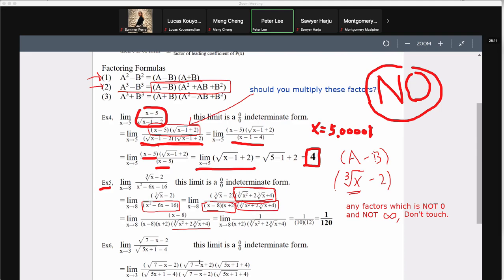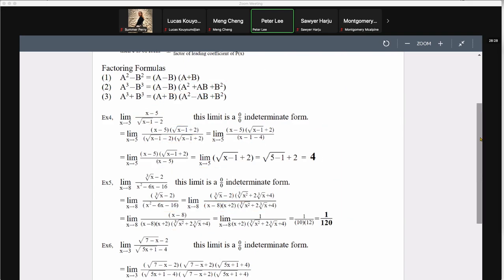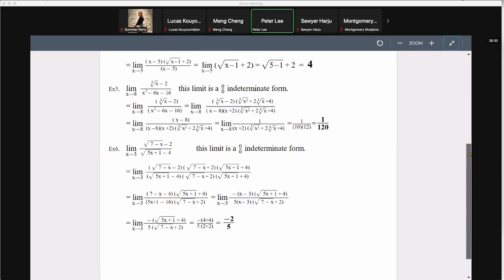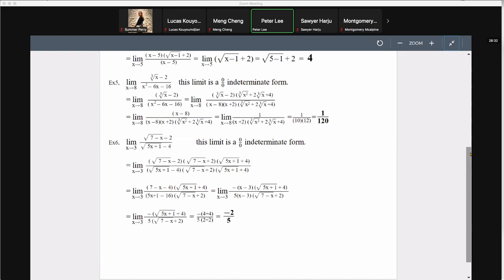Okay, so now class, let's look at example 6. Let me save this, and then I'll clear all this. Now let's do example 6. Example 6 is right here. This limit is a 0 over 0 indeterminate form.